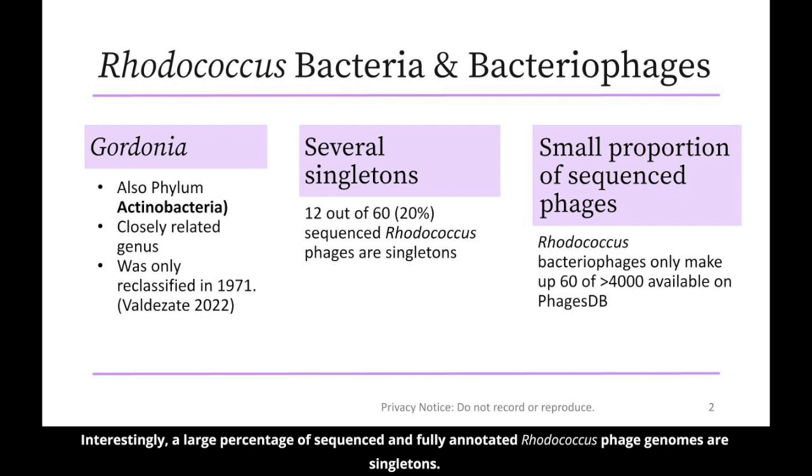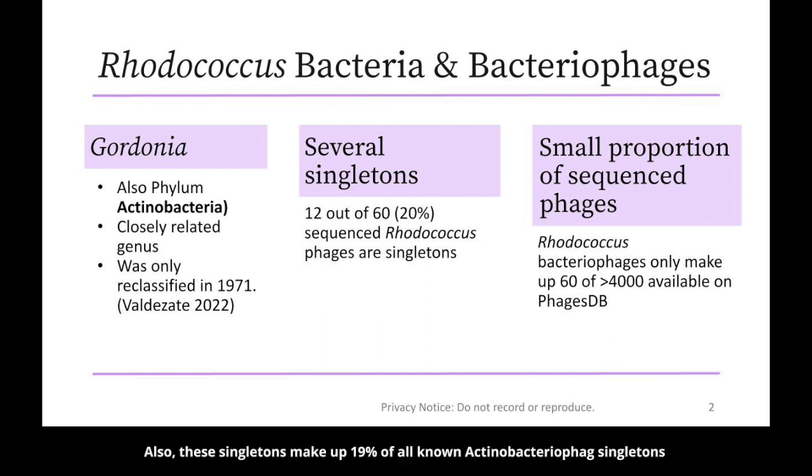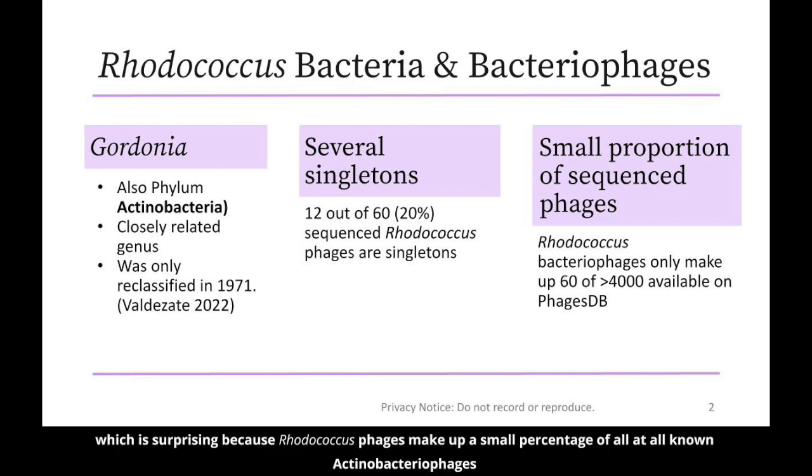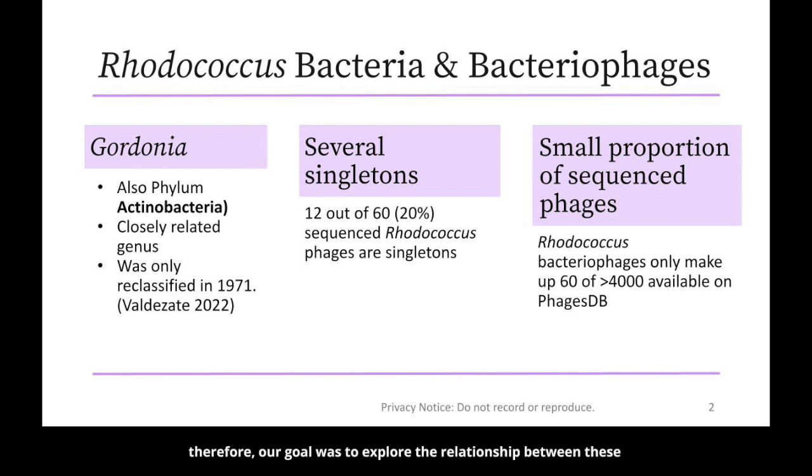Interestingly, a large percentage of sequenced and fully annotated Rhodococcus phage genomes are singletons. Also, these singletons make up 19% of all known Actinobacteriophage singletons, which is surprising because Rhodococcus phages make up a small percentage of all known Actinobacteriophages. Therefore, our goal was to explore the relationship between these Rhodococcus singletons and other phages.